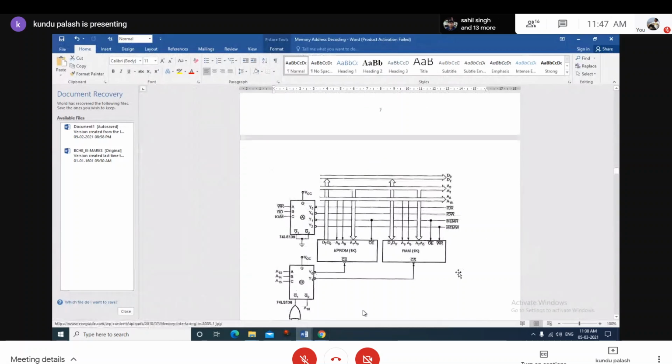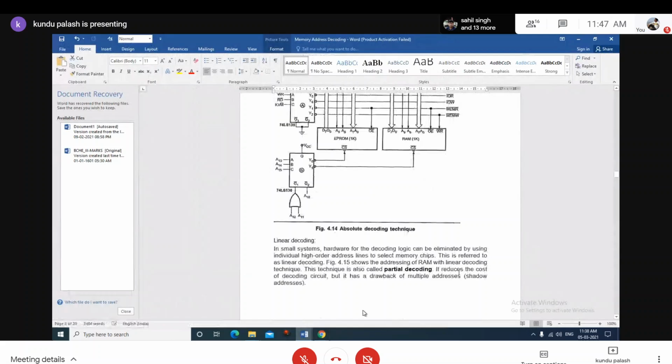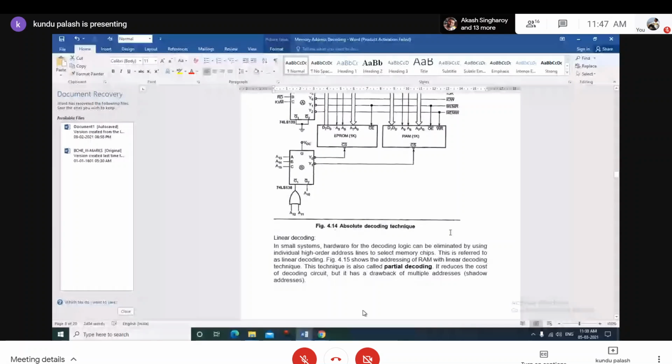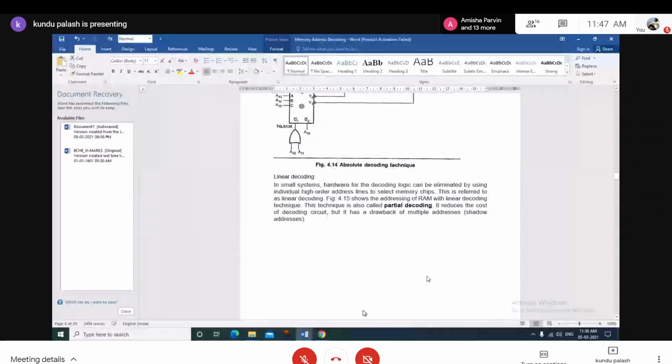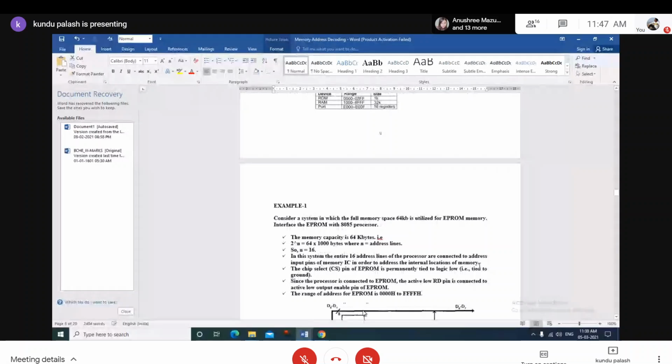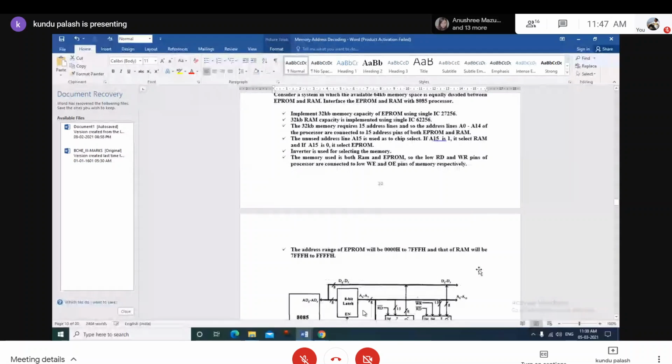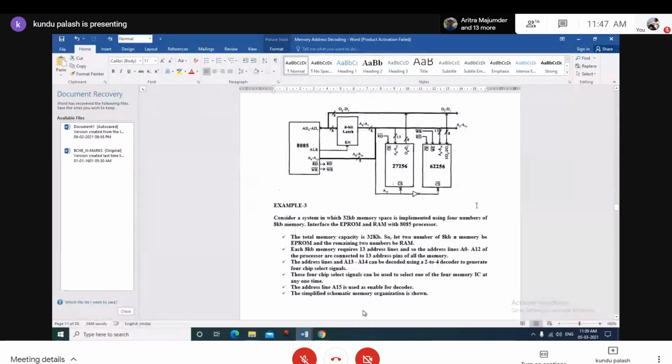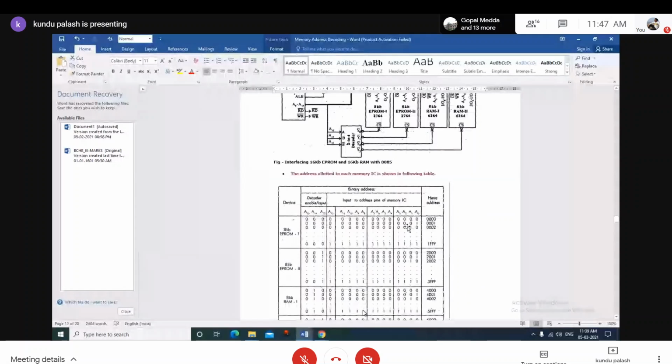So there are different examples. Go through the examples in the note: examples of absolute decoding as well as linear decoding and partial decoding. Design problems are generally set in the exam. That means it will be given to interface memory systems of 32 kilobytes falling in a given address range. The address range will be given. Draw the connection diagram and the truth table. So this is the problem in respect of the memory decoding scheme.